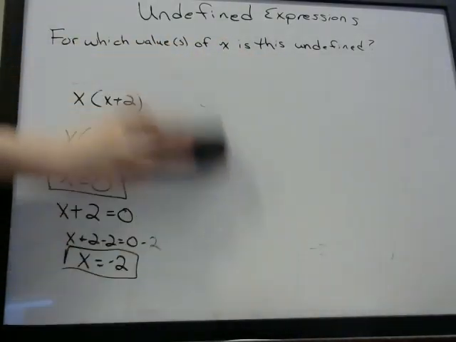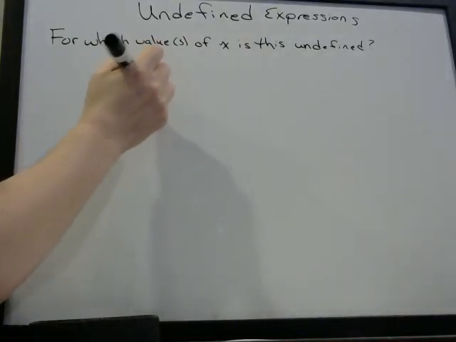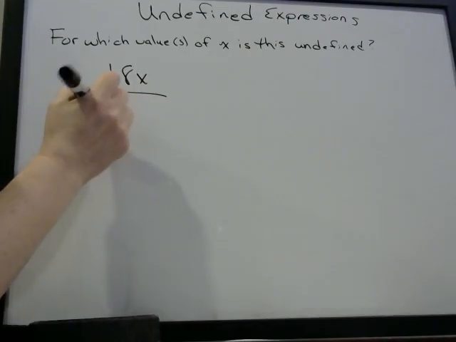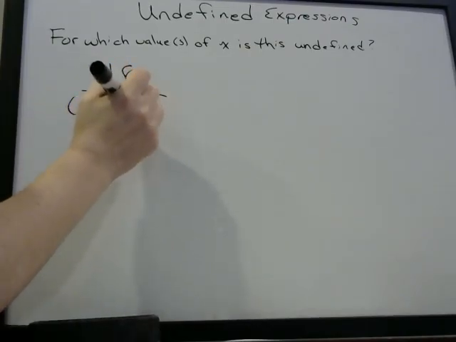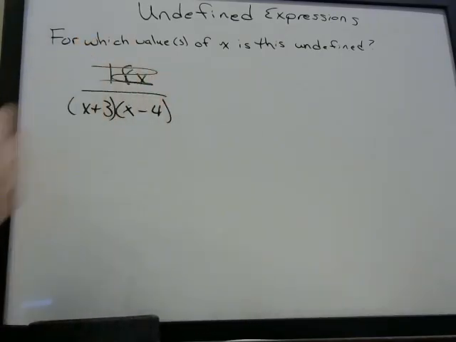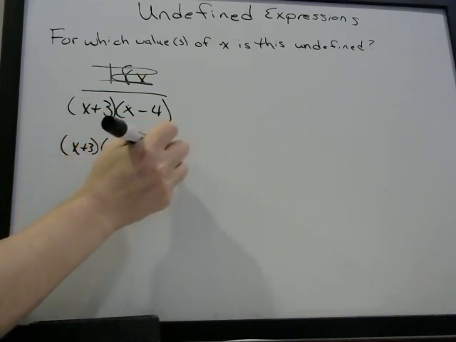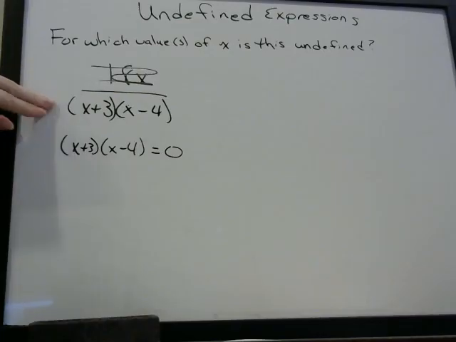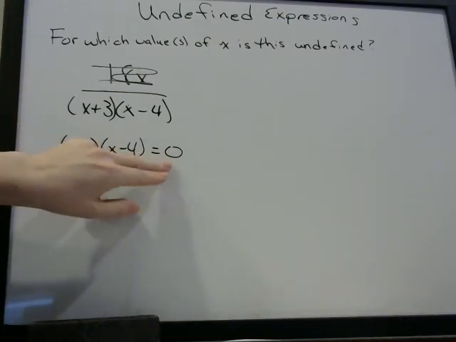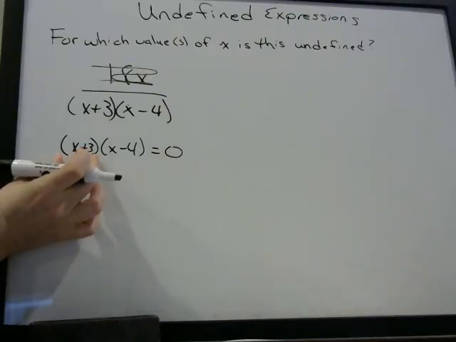Let's look at one more of these fractional problems. Say we have 18x over x plus 3 times x minus 4. So again, don't worry about the numerator. Just look at the denominator. When does x plus 3 times x minus 4 equal 0? So that's how you set the problem up. Set the denominator equal to 0. When does this equal 0? You can multiply these out and use the quadratic formula and find your answer that way. Or let's look at it just logically.